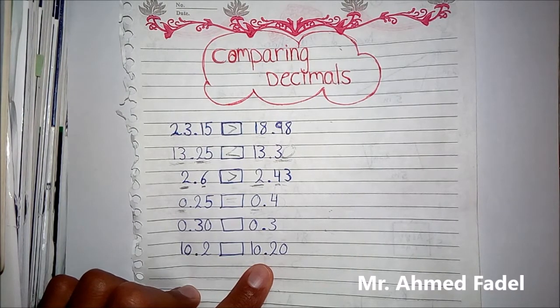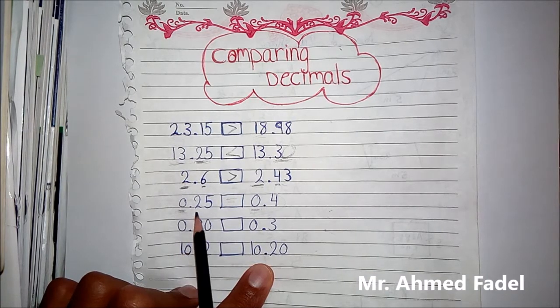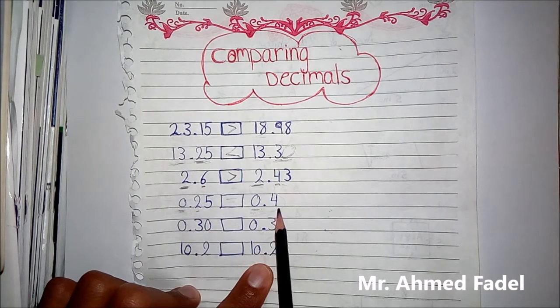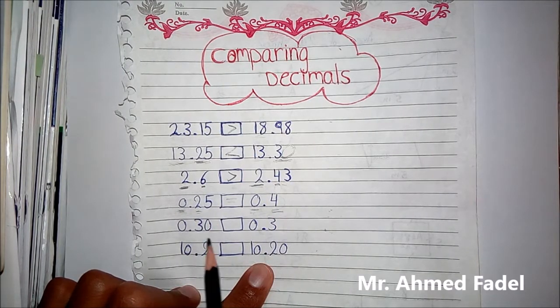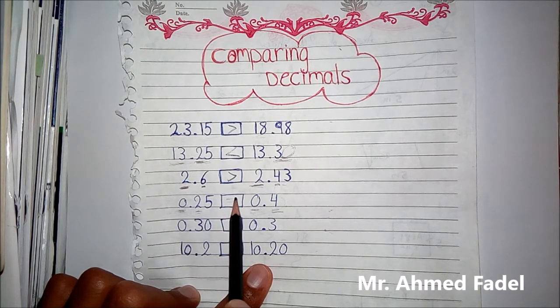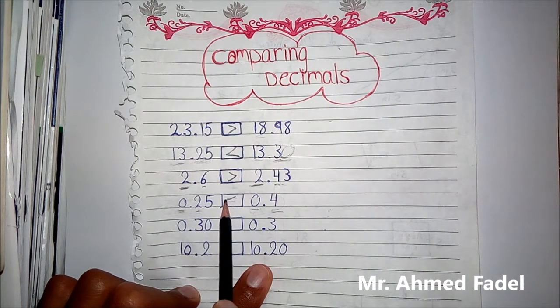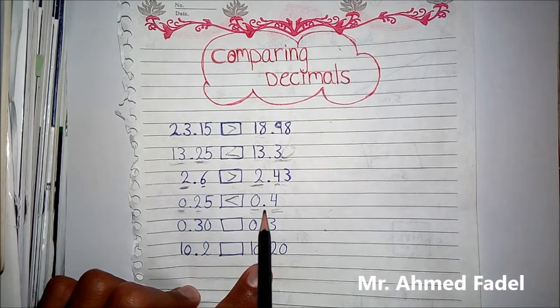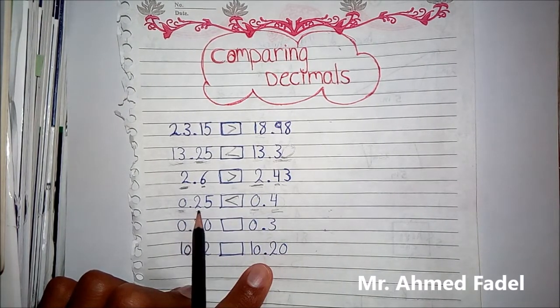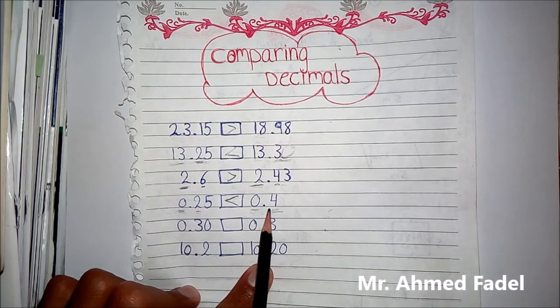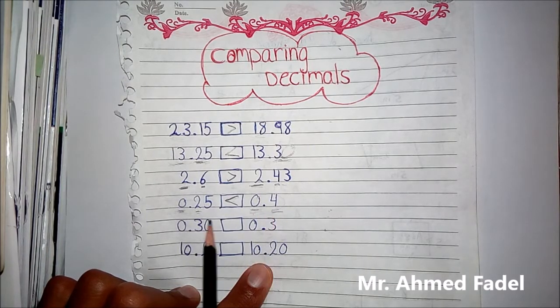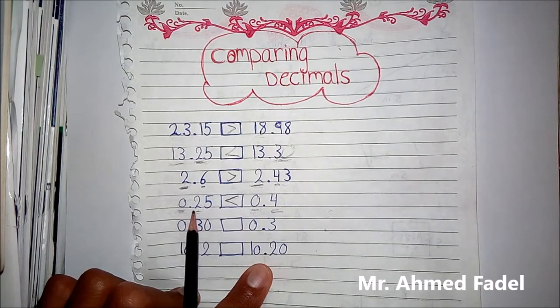Then Hala said to him, I already know this. And she started comparing the first digit here, which is the 2, with the 4. She said that the 4 is greater than the 2. So she said that I'm going to choose this. That 0.4 is greater than 0.25 because the first digit after the decimal point here is greater than the first digit after the decimal point here.